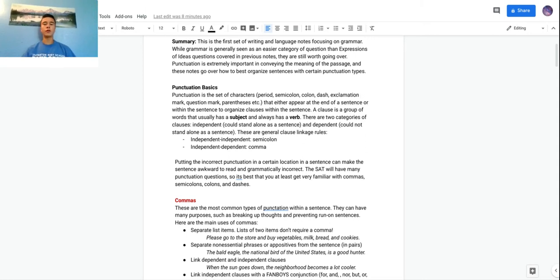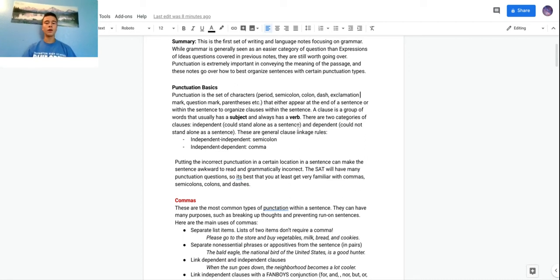A clause is a group of words that usually has a subject and always has a verb. There are two categories of clauses, which are independent and dependent. An independent clause is something that can stand alone as a sentence, and a dependent clause is something that could not stand alone as a sentence, so it has to be joined to other clauses. It's worth noting that every sentence must have an independent clause to work. You can't have just two dependent clauses.